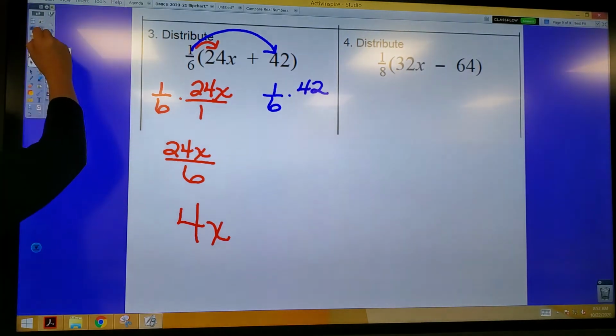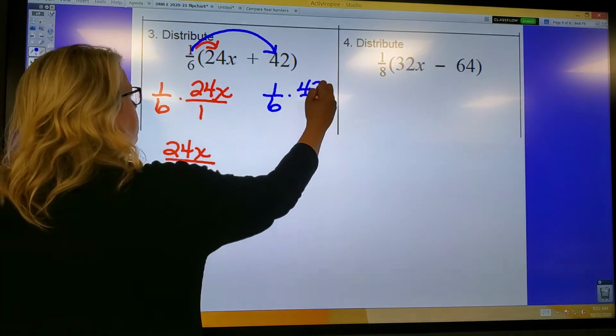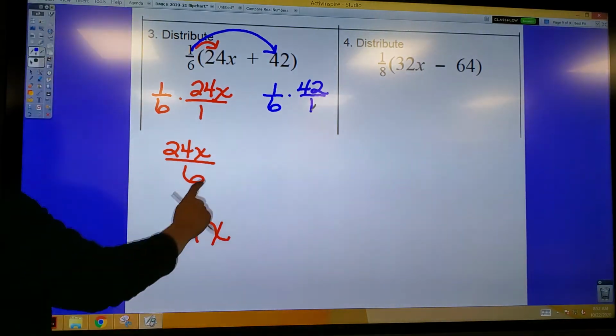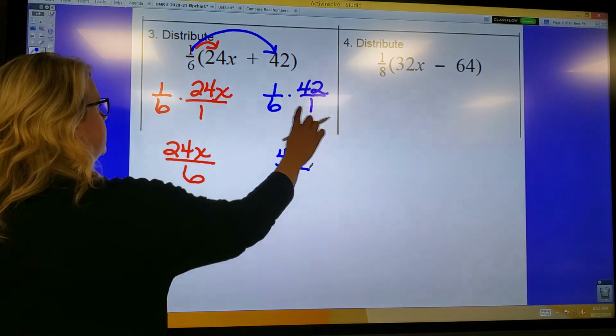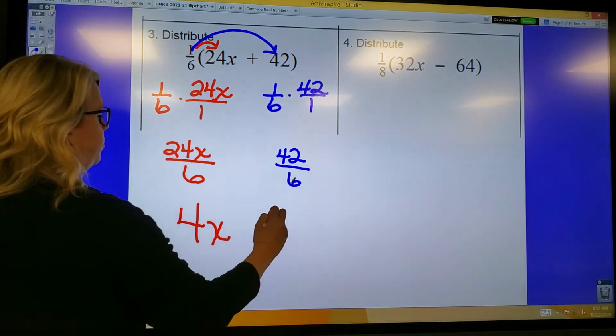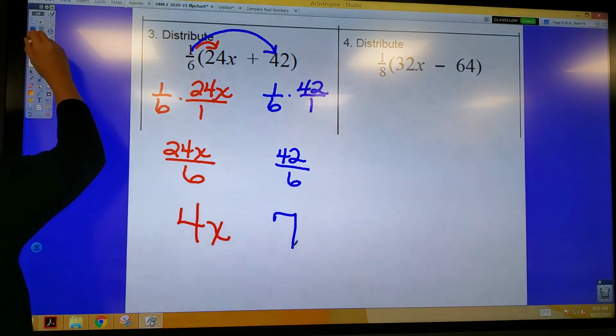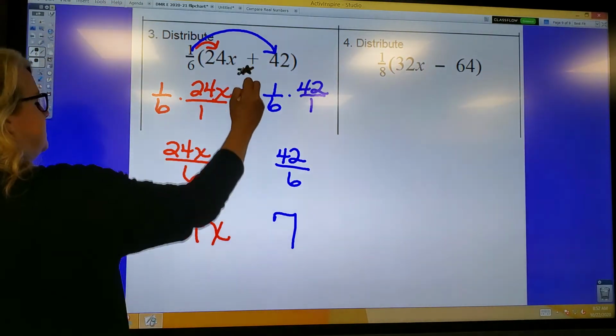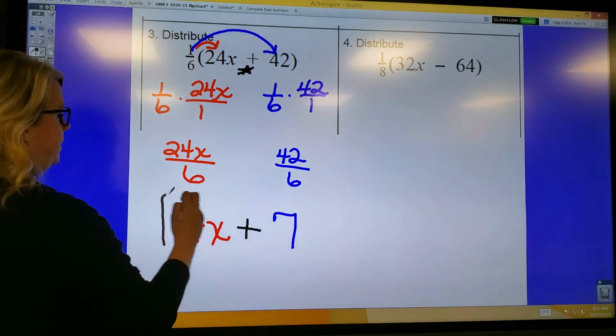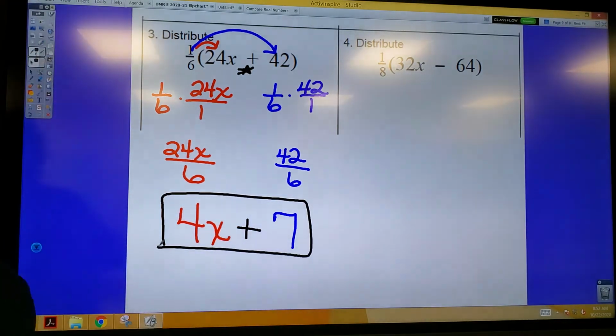Next, we're going to do 1/6 of 42. I'm going to put that 42 over 1 and then multiply straight across. 42 over 6. 6 goes into 42 7 times. 1/6 of 42 is 7. Next, I look up here, I see a plus sign. I'm going to put a plus sign down here, and we are finished.